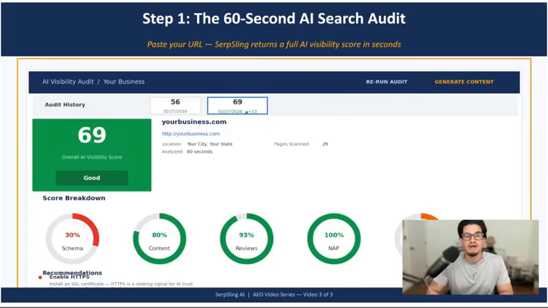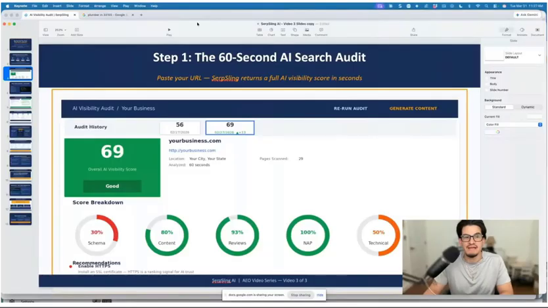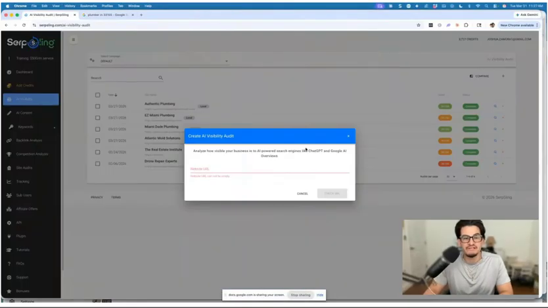All right. So the first thing that we're going to do is a 60-second AI search audit, which pretty much allows you to just paste in a URL, and SerpSling returns a full AI visibility score in a matter of seconds. But not just that, it also shows you everything that you need to fix. Okay. So I'm going to exit out of here and come into SerpSling. I already have it open just for the purpose of this video. I'm going to go ahead and paste in a URL that I just grabbed off of Google for a plumbing company. I'm going to hit check URL.